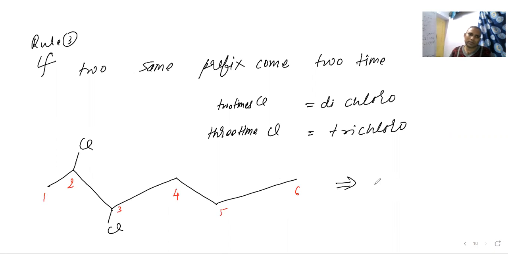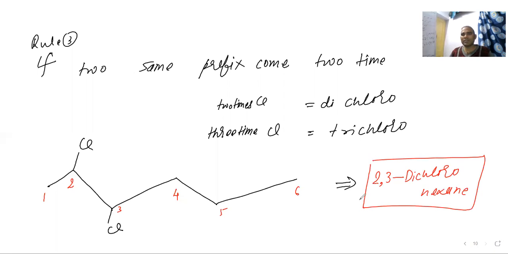So now, dichlorohexane, but we need to write the position also. 2,3-dichlorohexane. Dichloro, then hexane. 2, 3. Yes, sir. This is the IUPAC name. So you already understood very well.